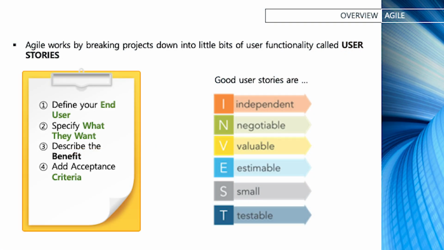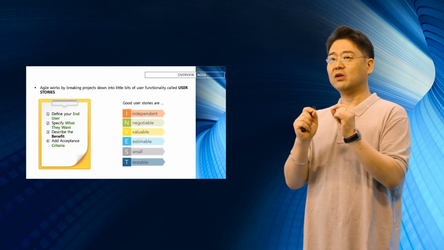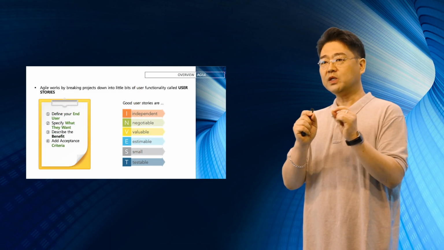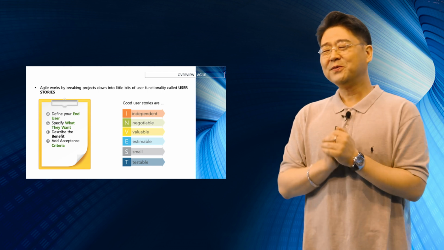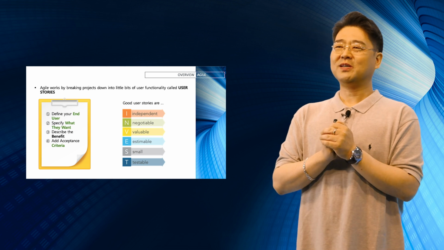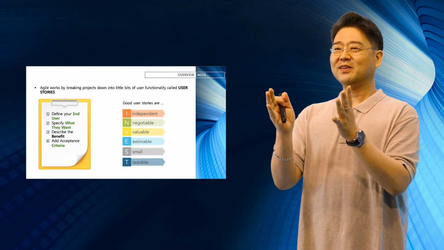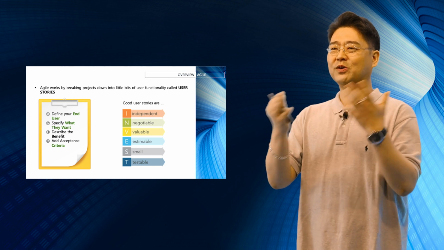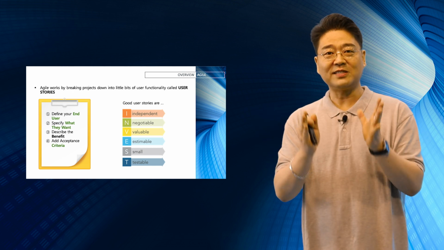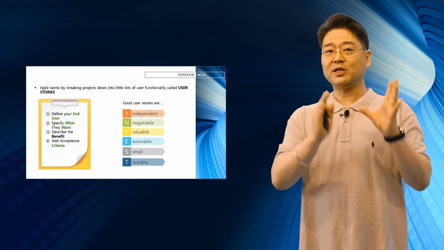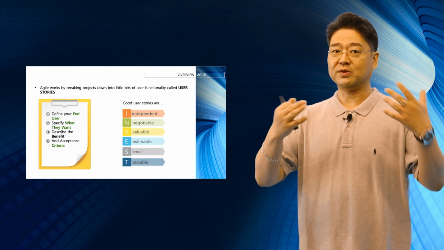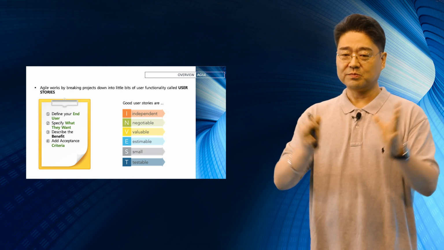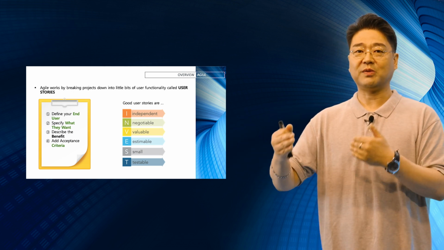So what is it exactly? Agile works by breaking projects down into little bits of user functionality called user stories. If you look at this, you have to say, wait a minute, isn't that the same? Isn't that what we talked about when we were talking about lean? Yes, exactly. That's exactly what we are doing. As I said in the beginning of this lecture series, there are common denominators. We are doing the same thing with different names. By combining these different methodologies, we can come up with something very effective.